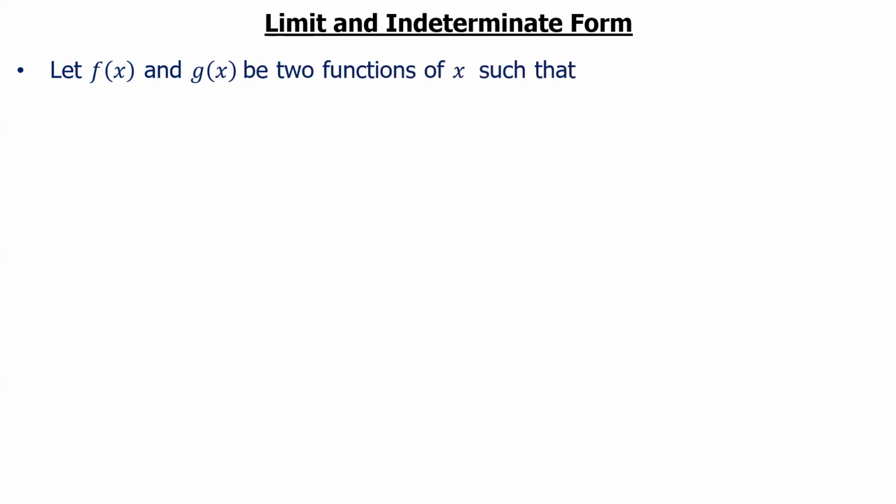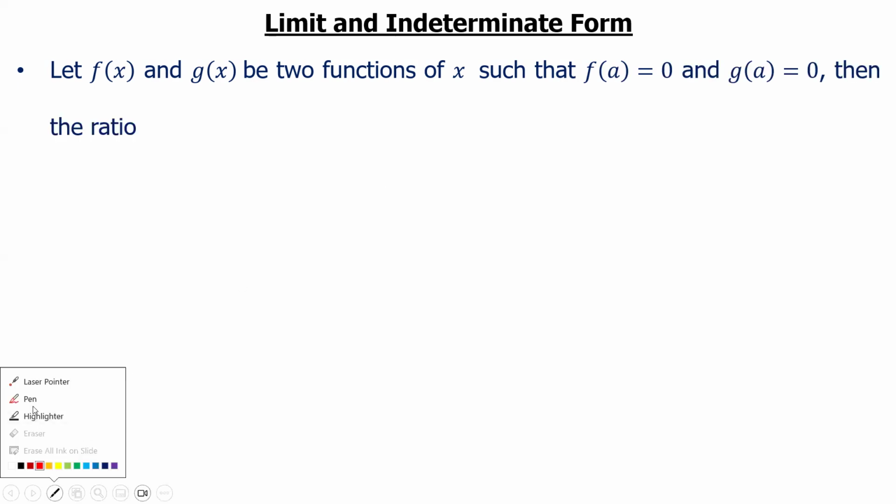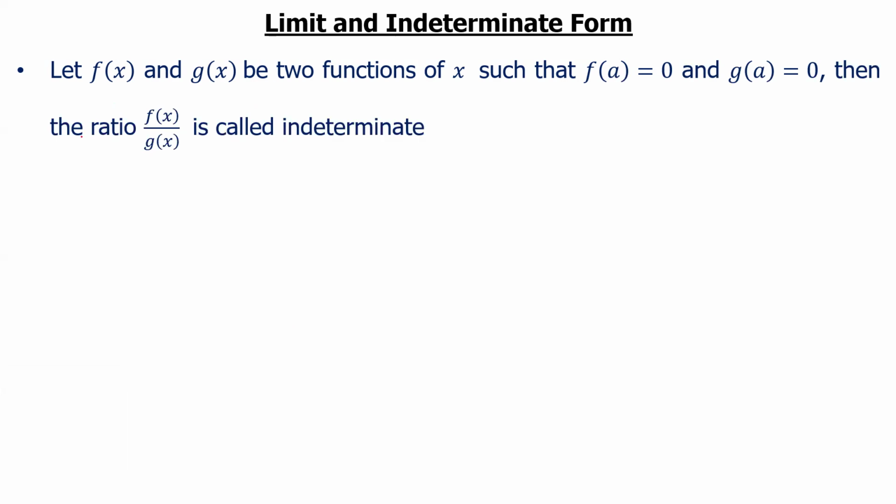Today we discuss the limit and indeterminate form. Let f(x) and g(x) be two functions of x such that f(a) equal to 0 and g(a) equal to 0. Then the ratio f(x) divided by g(x) is called indeterminate form 0 by 0 at x equal to a.